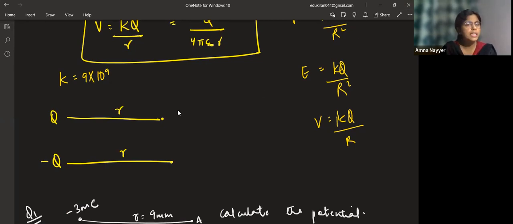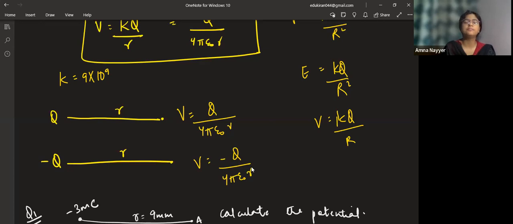Now see, if it is a positive charge, since potential is a scalar quantity, your potential will become q by 4 pi epsilon naught r. And if it's a negative charge, it will directly become minus q by 4 pi epsilon naught r.